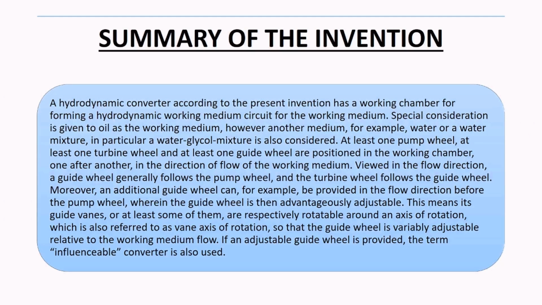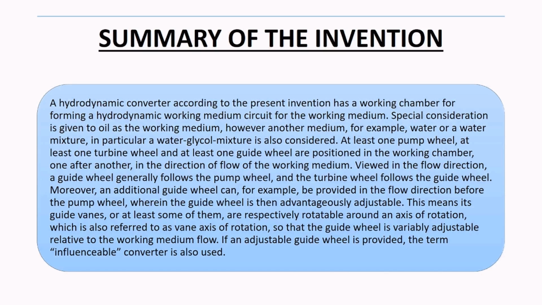Now, as we move further, another question arises in our mind: how does a torque converter transmit power? The torque converter casing connects to the flywheel, spinning at the same rate as the crankshaft, within the housing of the turbine. Here, the impeller, or centrifugal pump, effectively flings the transmission fluid into the fins of the turbine, which in turn spins and transmits the torque into the transmission. Now, the summary of this invention. A hydrodynamic converter, according to the present invention, has a working chamber for forming a hydrodynamic working medium.